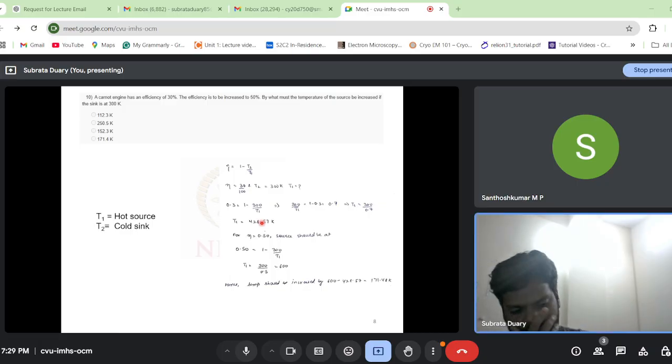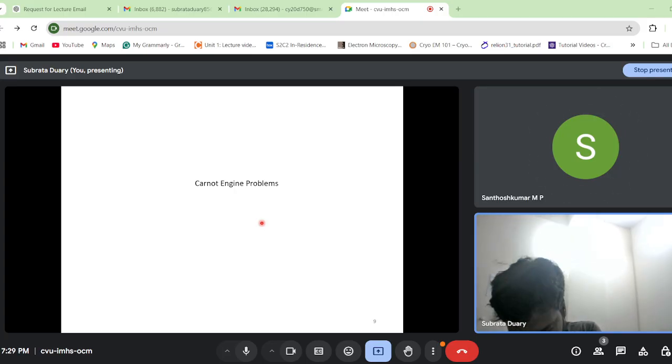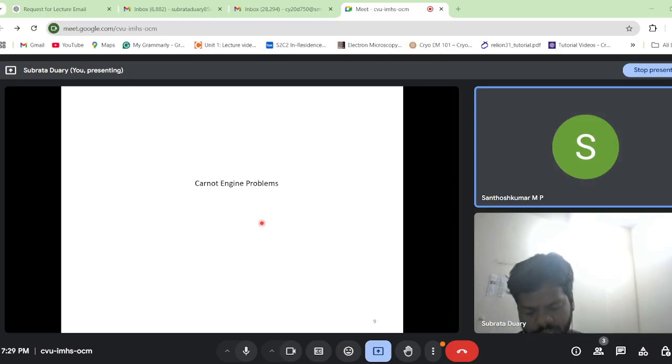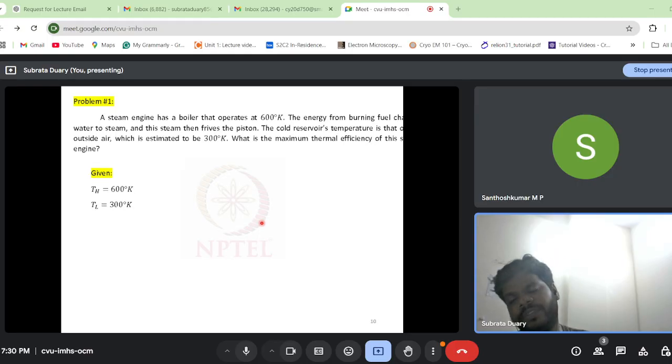Now you come to the next question. So another question will be on the Carnot engine problem. This is very vital from the second law of thermodynamics. So this is the problem. A steam engine has a boiler that operates at 600 K. The energy from burning fuel turns water to steam, and the steam then pushes a piston. The cold reservoir temperature is the outside air, and it is 300 K. So for the maximum thermal efficiency, TH is 600 and TL is 300.